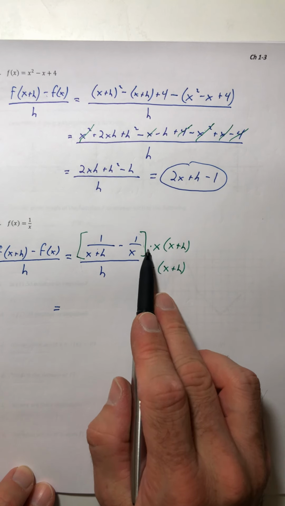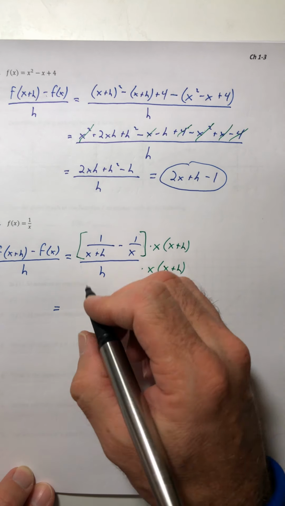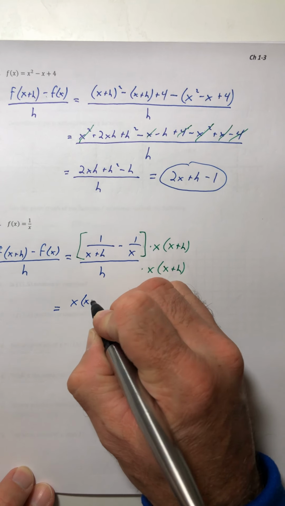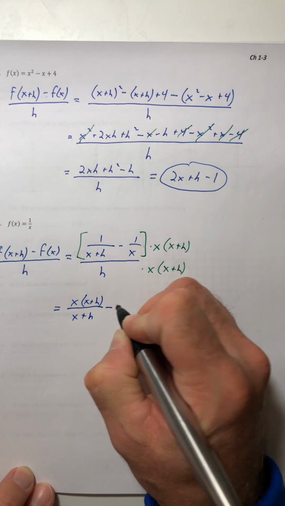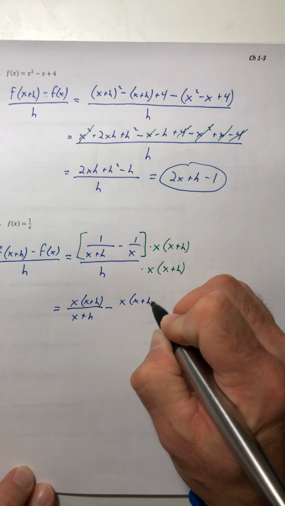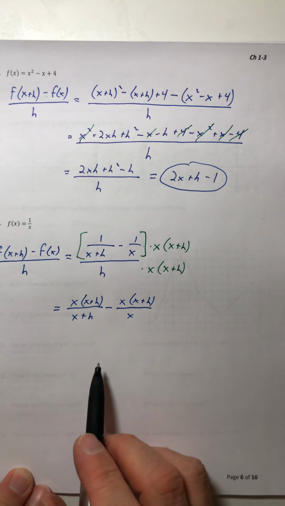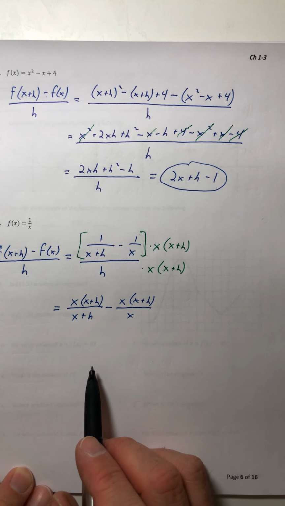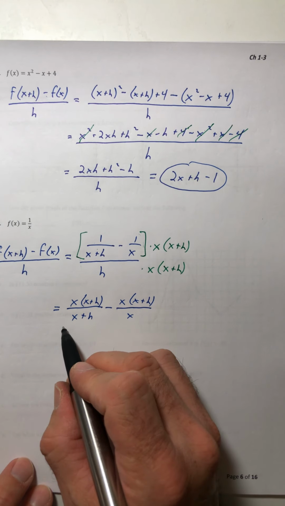You're going to take this green quantity and you're going to multiply it or distribute it in. So that would give you x times x plus h over x plus h, minus x times x plus h all over x. Now, before I keep going, do you notice that you might be able to do something in the future? Yeah, you got some common things you can cancel out, and that was your goal.